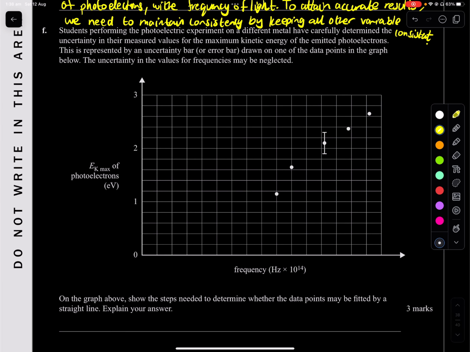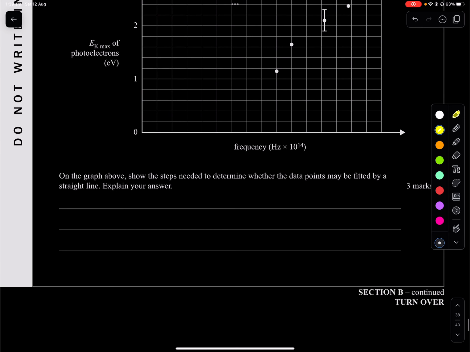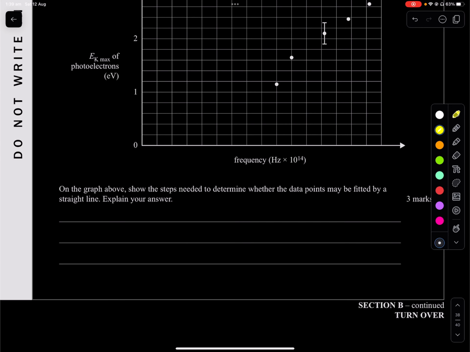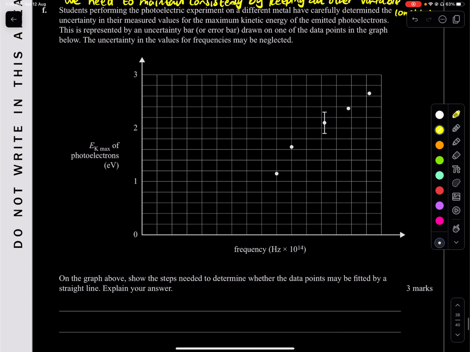Students performing the photoelectric experiment on a different metal have carefully determined the uncertainty in their measured value for the maximum kinetic energy of the emitted photoelectron. This is represented by the error bar drawn on one of the data points on the graph below. The uncertainty in the values for the frequencies may be neglected. On the graph above, show the steps needed to determine whether the data points may be fitted by a straight line. For it to be fitted by a straight line, first we need to make sure the error bars look the same.